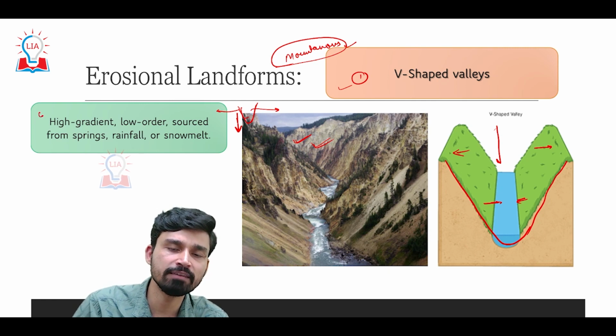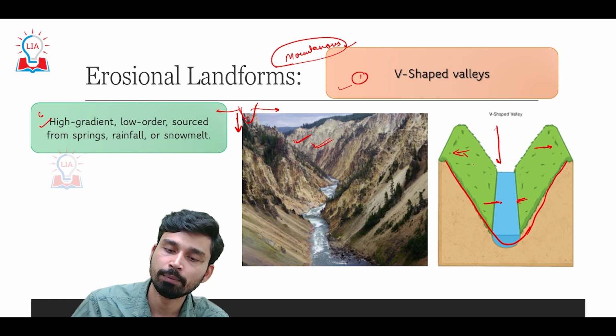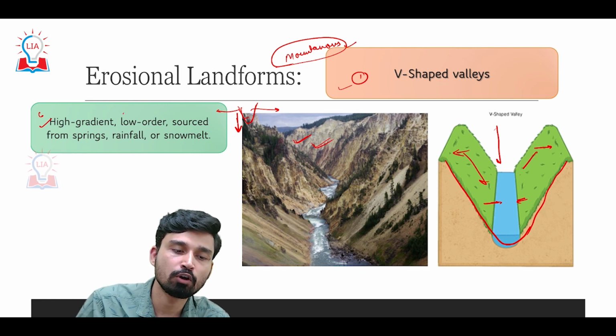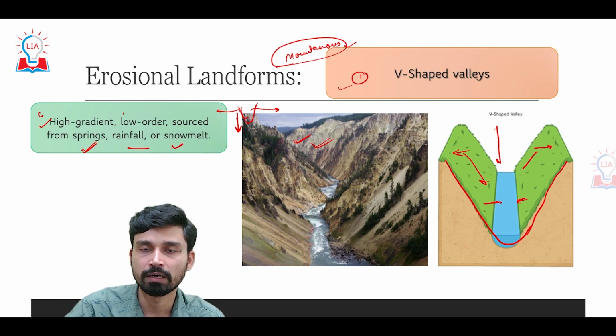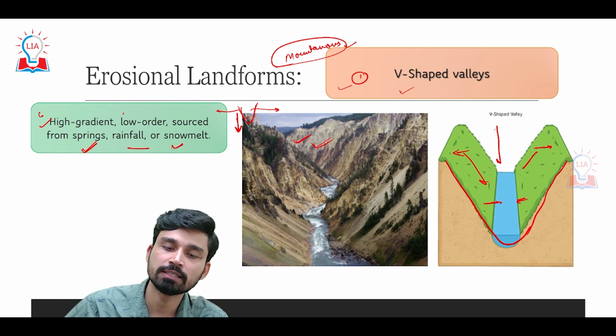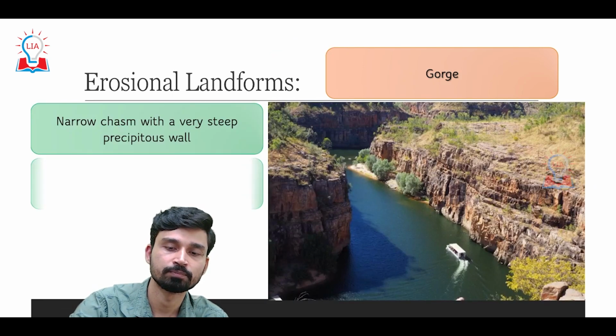The nature of V-shaped valleys is simple. They are high gradient. That means the gradient is very steep, because this is the steepness of the slope. They are of low order. They are sourced from springs, rainfall, or sometimes even from melt. So these are the kinds of valleys we'll see in the uppermost course of the river.